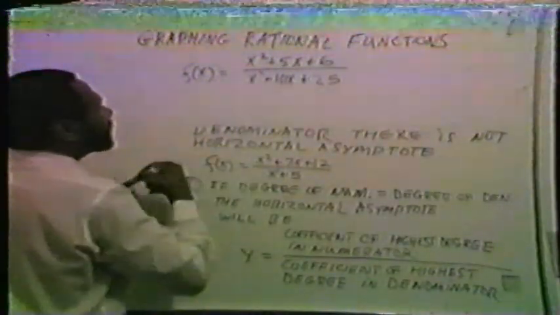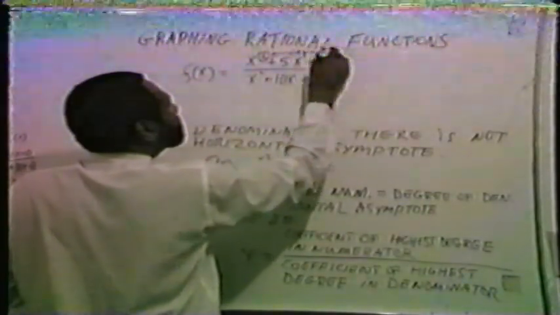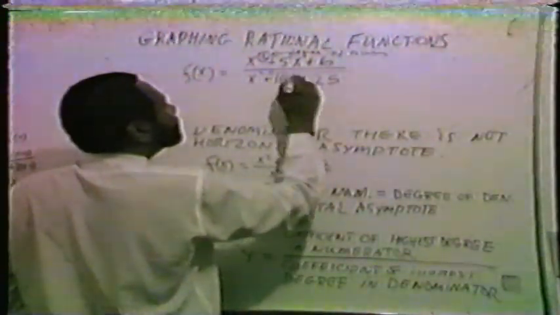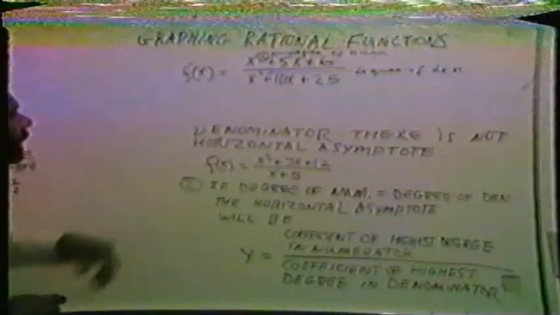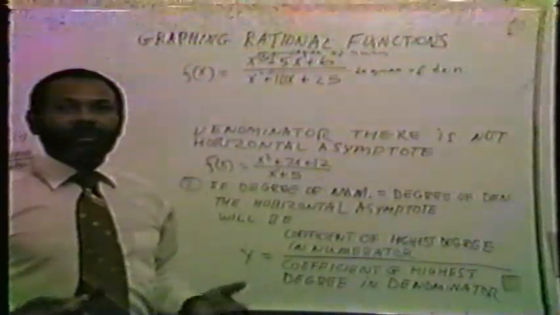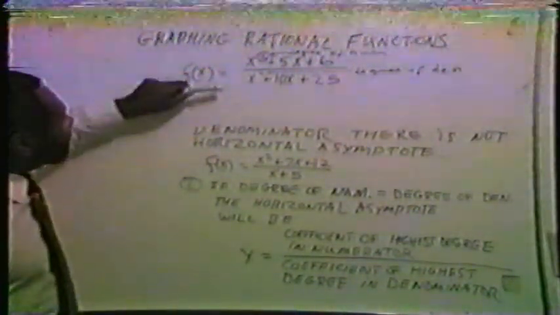The degree of the numerator is 2. The degree of the denominator is also 2. They're the same, and this is already in lowest terms. If it can't be reduced, it's already in lowest terms. So the degree of the numerator and the degree of the denominator are the same, but you have to make sure it's in lowest terms first. Of course, I know this is in lowest terms, so we don't have to worry about that.